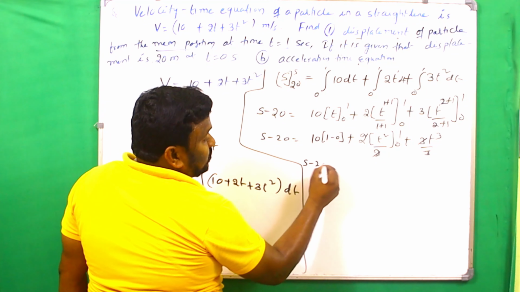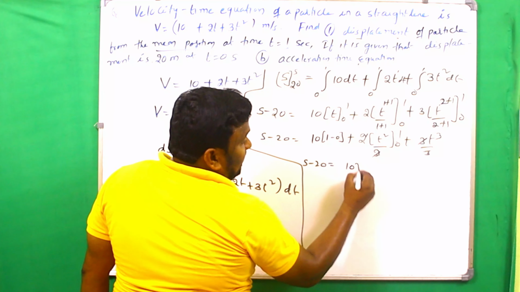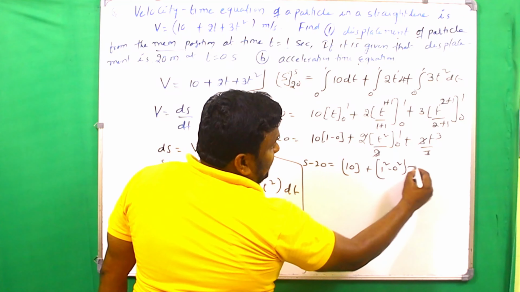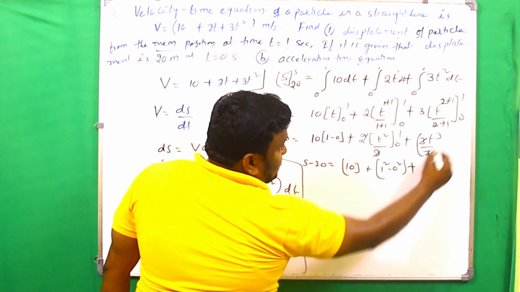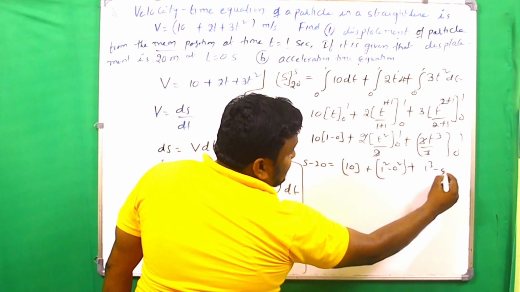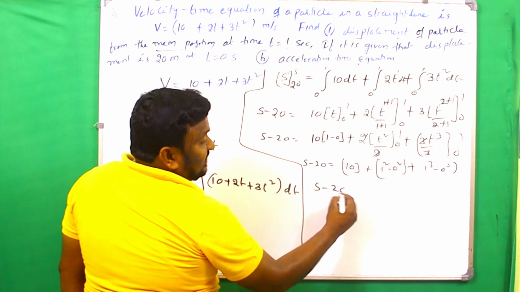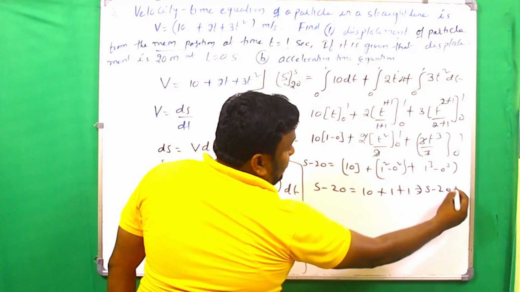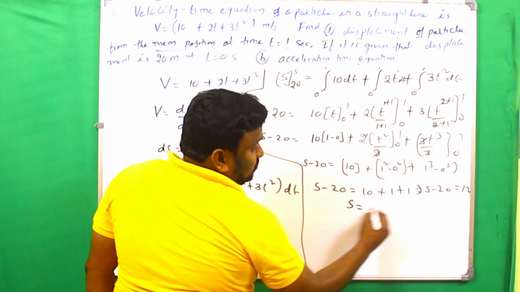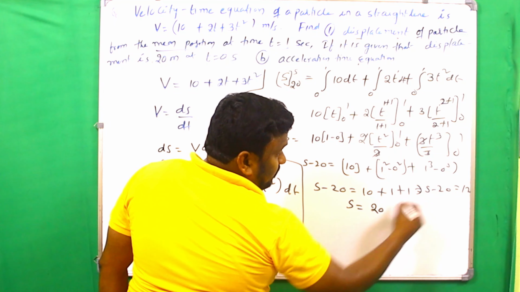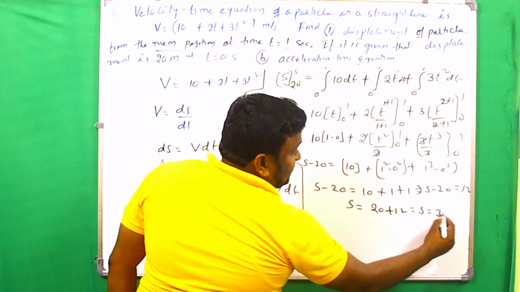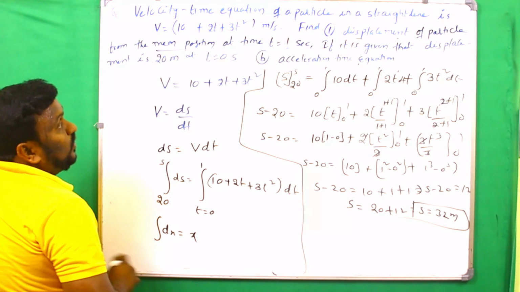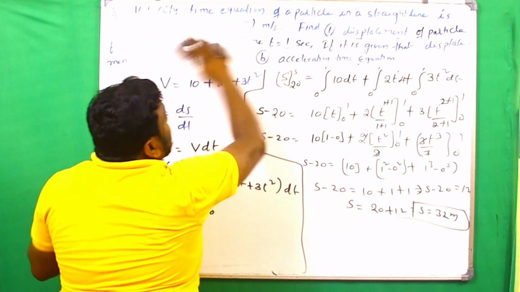Then s minus 20 equals 10 into 1, which is 10, plus t square, 1 square minus 0 square, after substituting the limits, and similarly 1 cube minus 0 cube. Then s minus 20 equals 10 plus 1 plus 1, which is 12. Then s equals 20 plus 12, so s is 32 meters. In this way we measured the displacement.